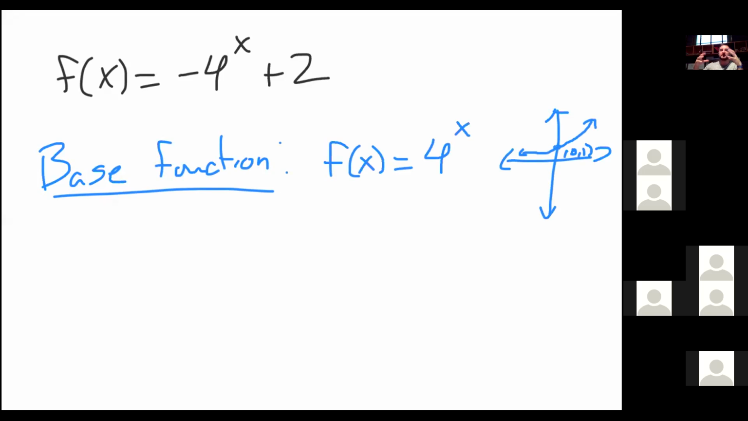I would then work out from that 4 to the x. I see I multiply it by -1, and if we remember correctly, whenever we multiply our function by -1, it reflects over what?